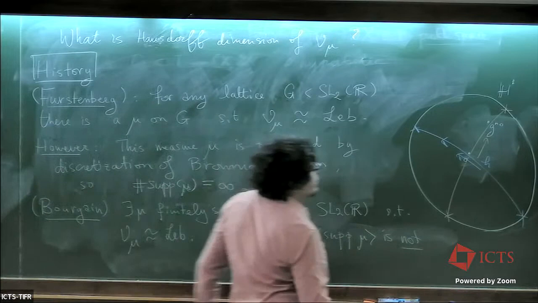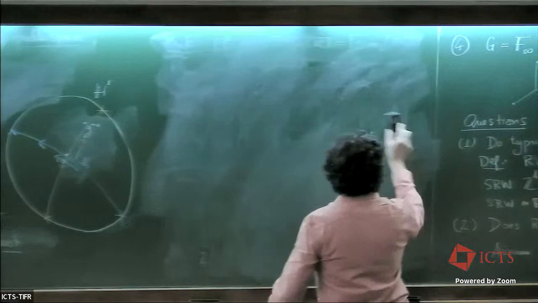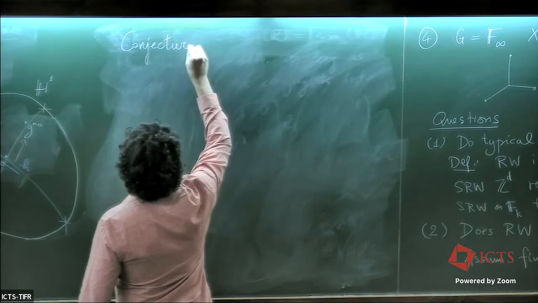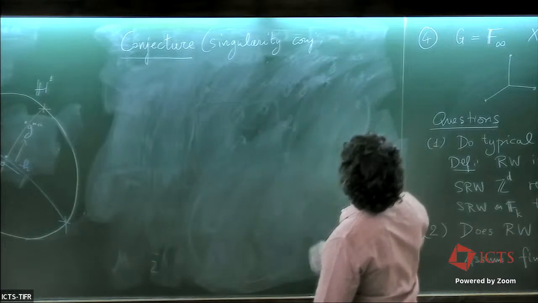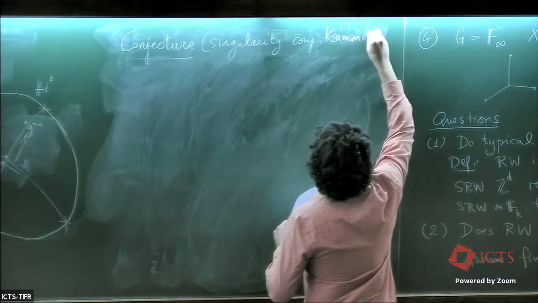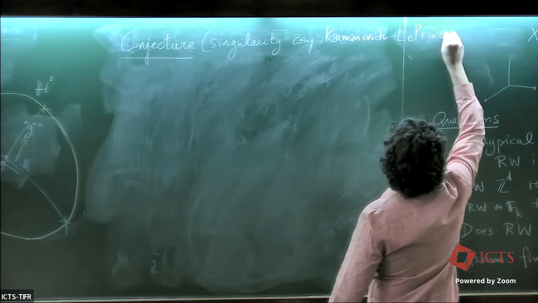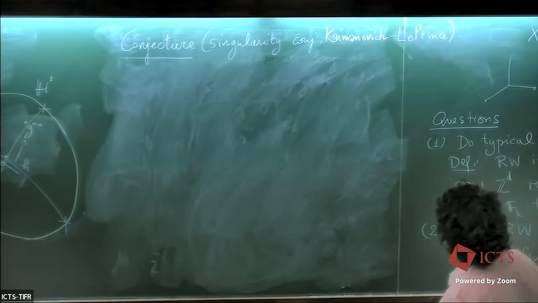the formulation of the probably correct conjecture, which again was preceding this result of Bourgain, but this result of Bourgain tells you that you need to impose certain conditions on this conjecture. This conjecture, sometimes called the singularity conjecture, is somewhat old, so definitely Kaimanovich played a role in it. I think it is much older than the papers where it's actually written up, which is this paper of Kaimanovich and Le Prince, around 2010, but it's not clear who exactly to attribute it to.